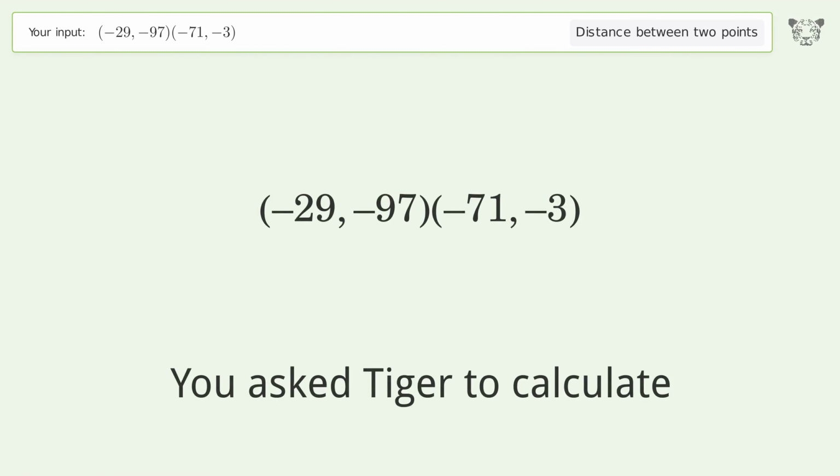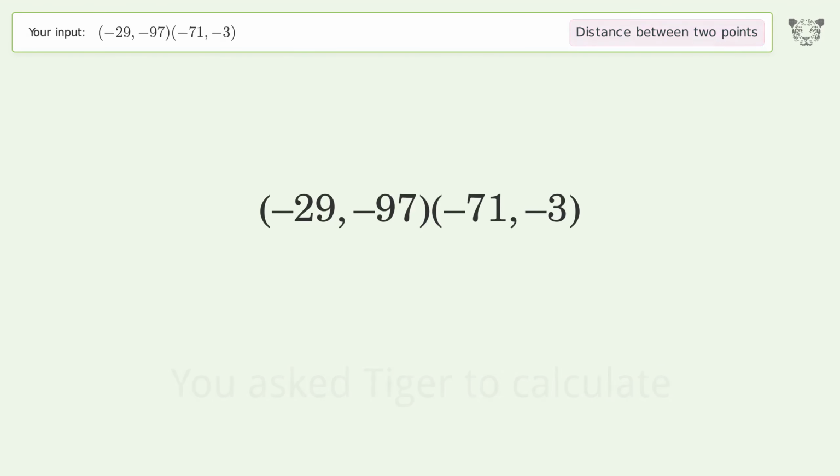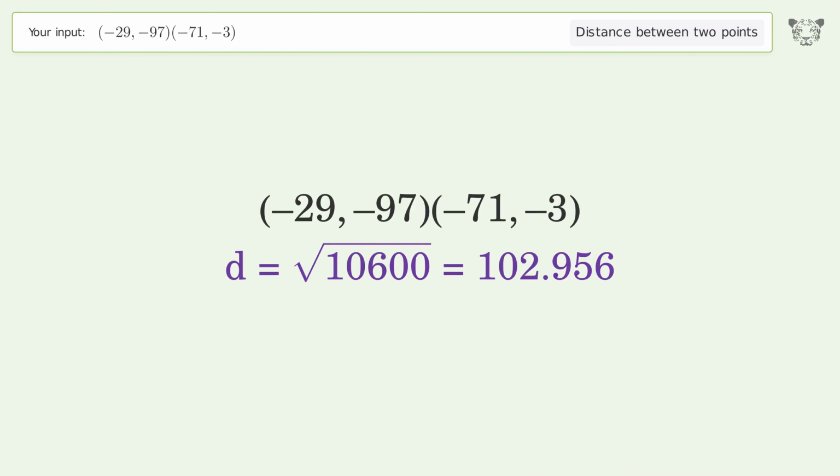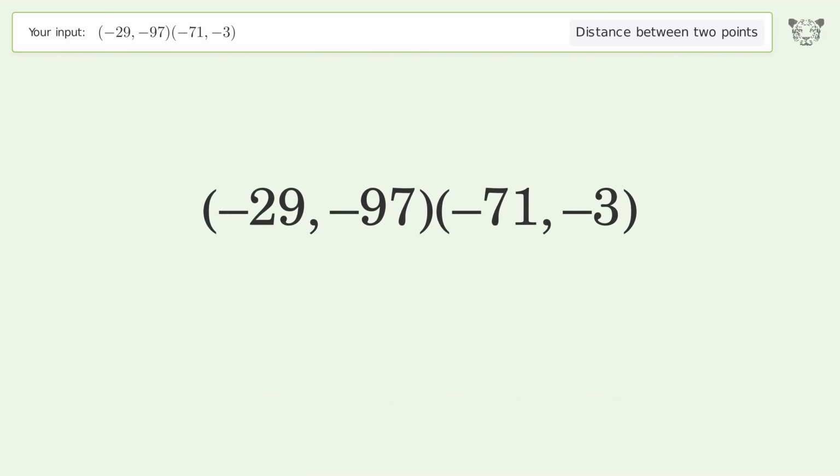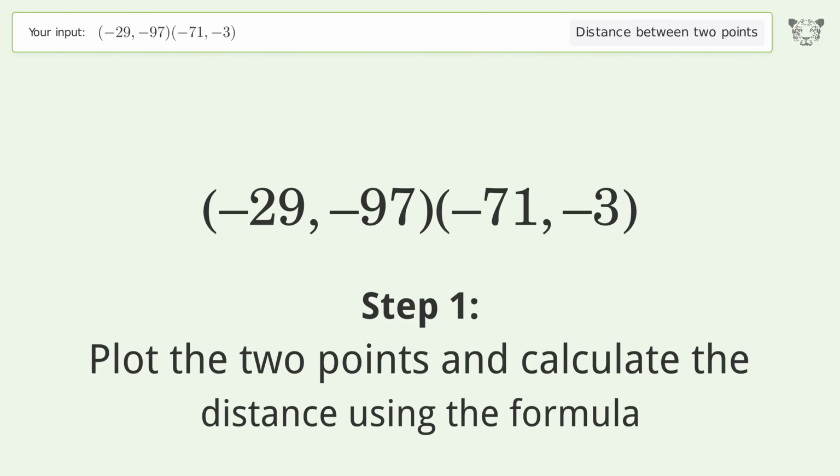You ask Tiger to calculate. This deals with the distance between 2 points. The distance between the 2 points is the square root of 10,600 or 102.956. Let's solve it step by step. Plot the 2 points and calculate the distance using the formula.